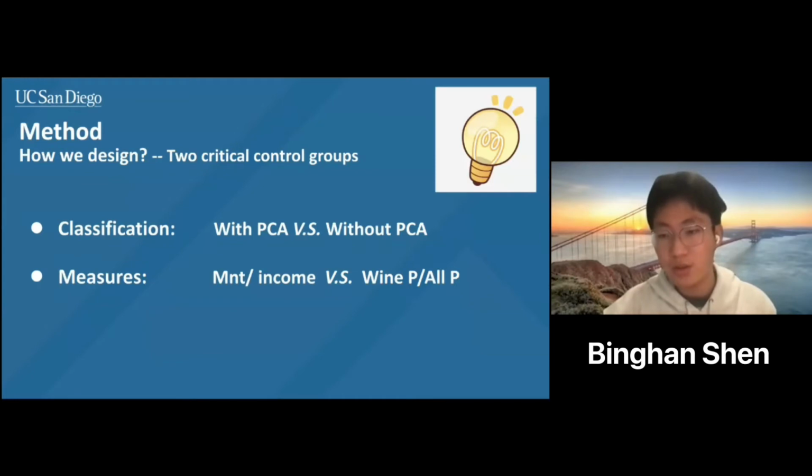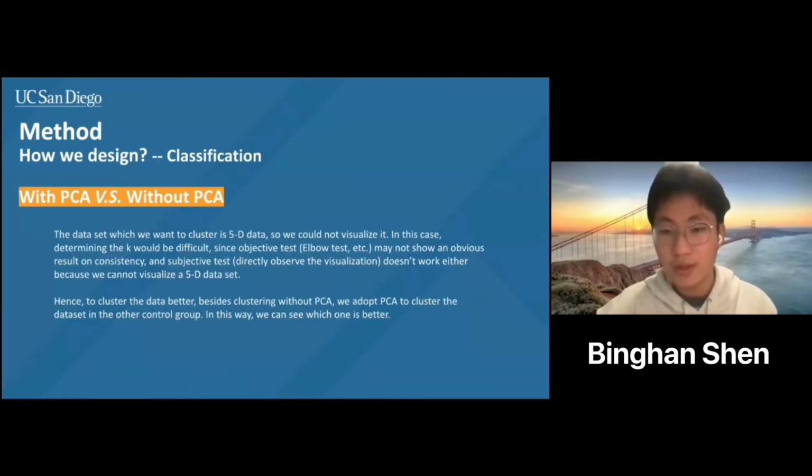Among the flowchart, there are 2 critical control groups that you should already know. The first one is with PCA versus without PCA. The data set is 5D, so we could not visualize it. In this case, determining K would be difficult since objective tests such as elbow may not show an obvious result of consistency. And subjective tests don't work since we cannot directly observe the data.